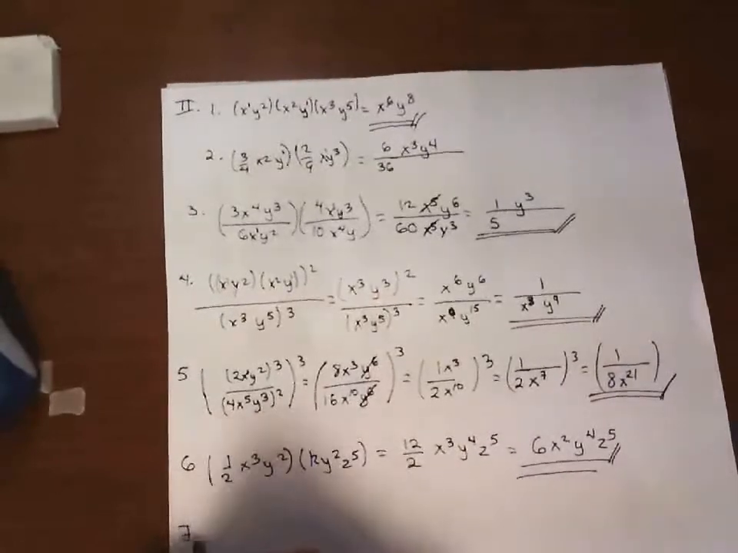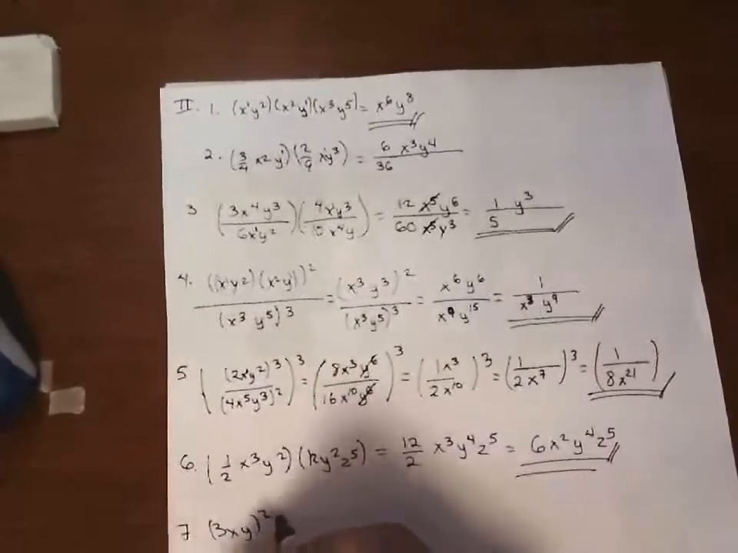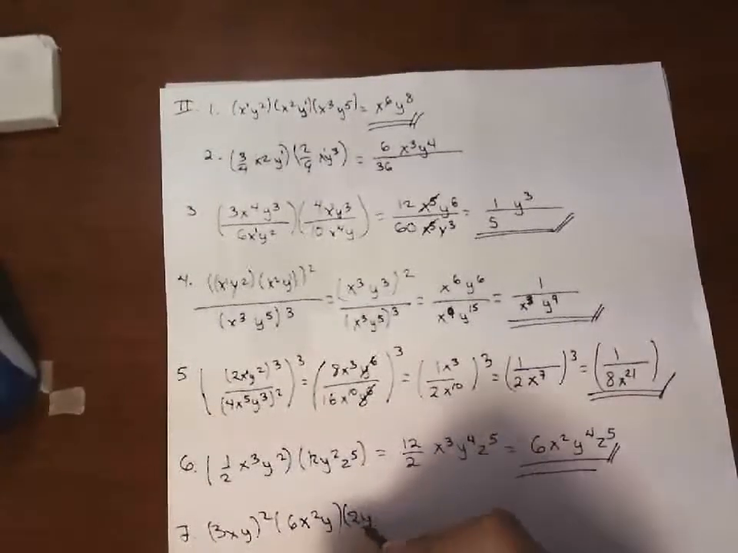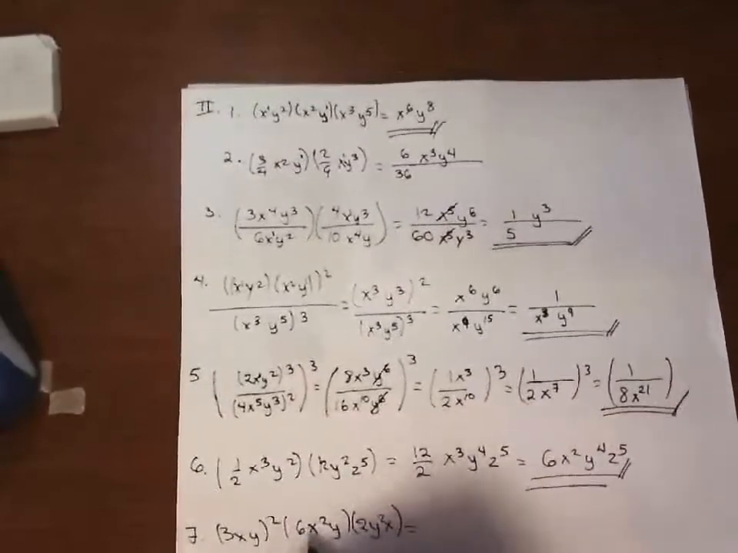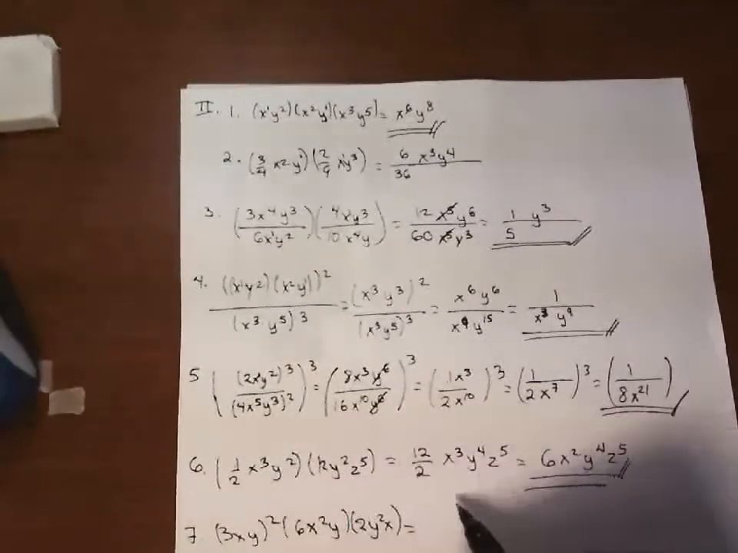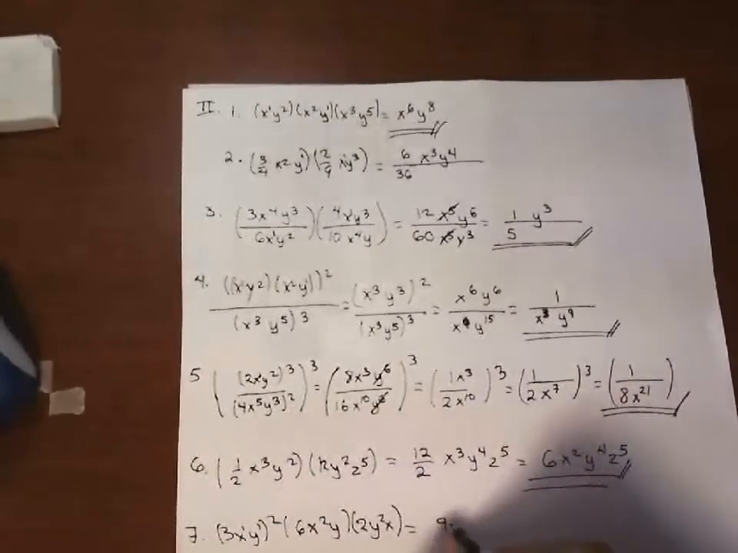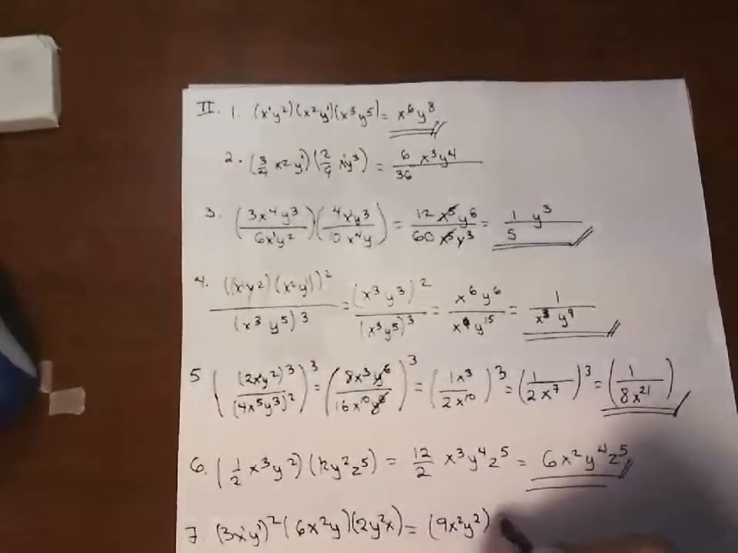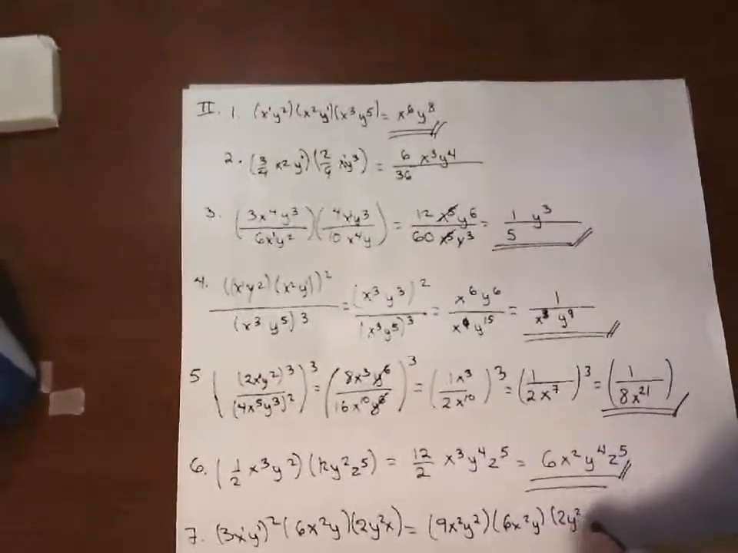Okay, number 7. 3xy squared, times 6x squared y, times 2y squared x. So let's do this one first because we have an exponent outside. So 3 times 3, 9, and these are both to the 1, so remember 1 times 2 and 1 times 2 for the exponents. Now we multiply this by 6x squared y 2y squared x.